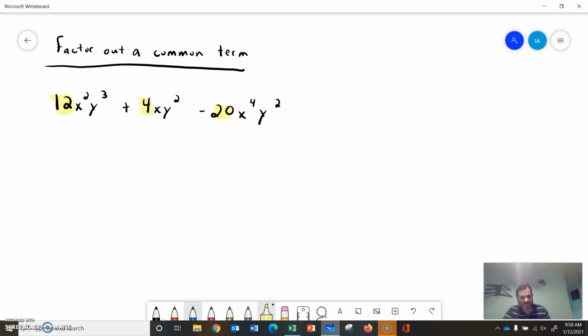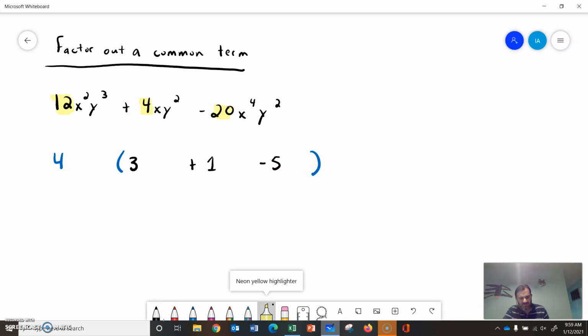If I want to pull something out of there, it looks like 12, 4, and 20 all have a common divisor of 4. So I'm just going to start building the leftovers here. If I pull 4 out of 12, it'll be 3. If I pull 4 out of 4, it'll be 1. I'll put that as a placeholder just in case. And 4 out of negative 20 will give me negative 5.